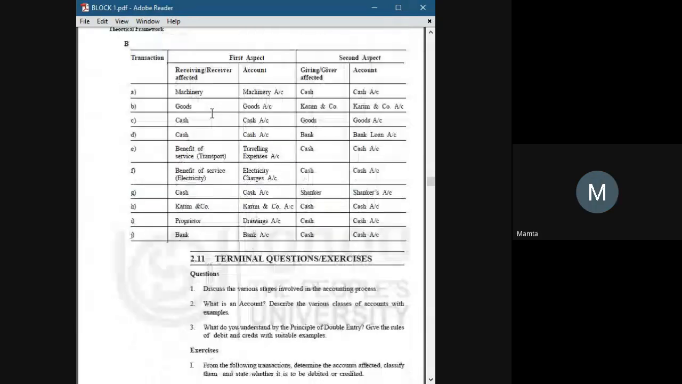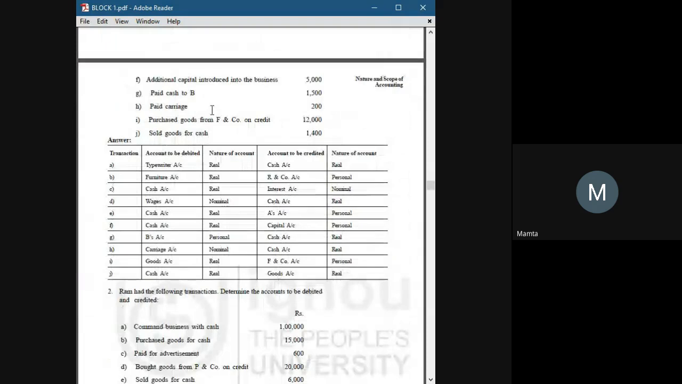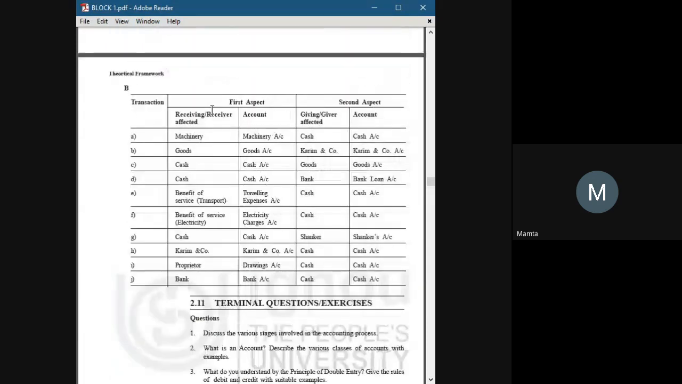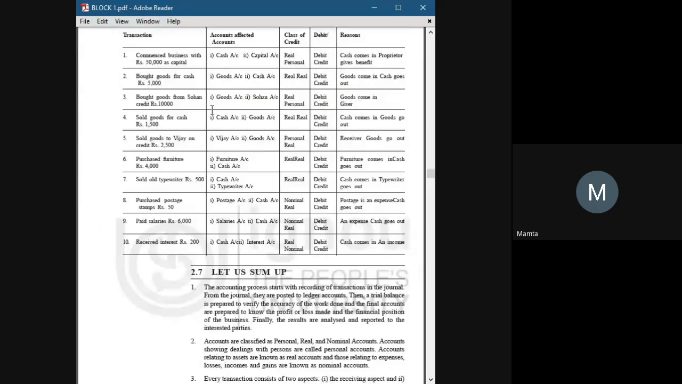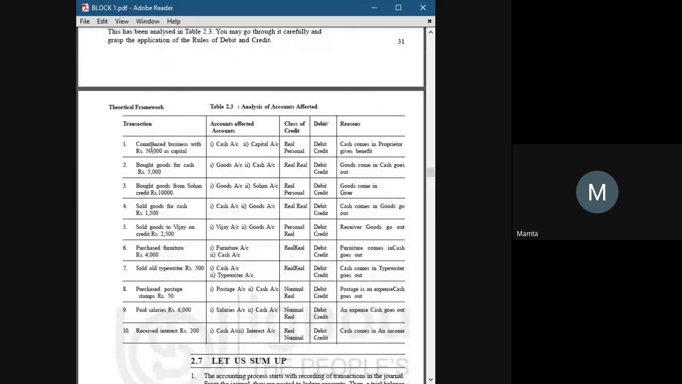Now, before going to the next unit, I would like to do this exercise with you guys, okay, for better understanding of the things. Read the transaction: commenced business with rupees 50,000 as capital.